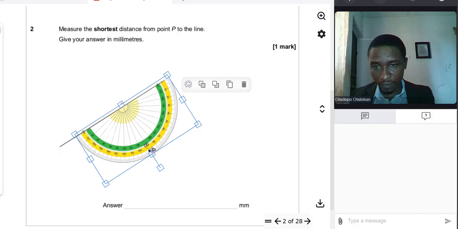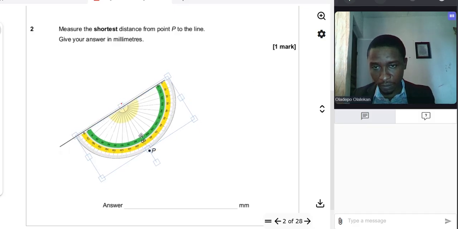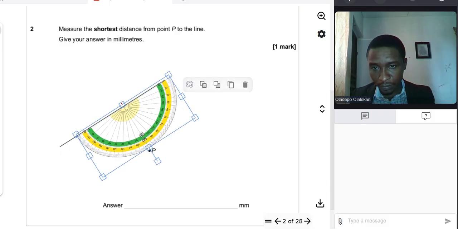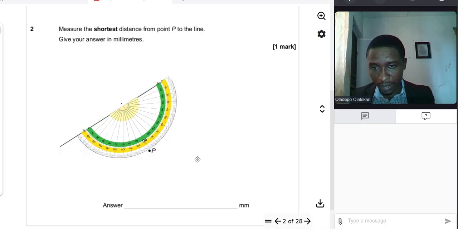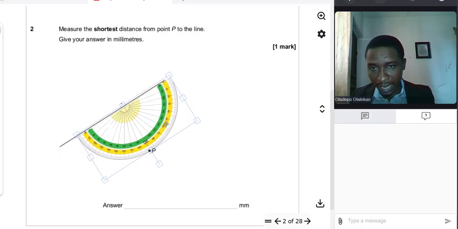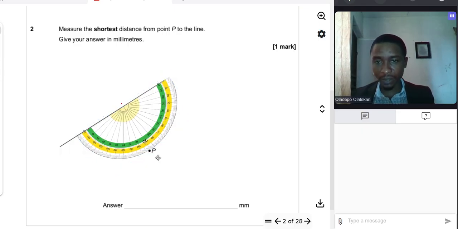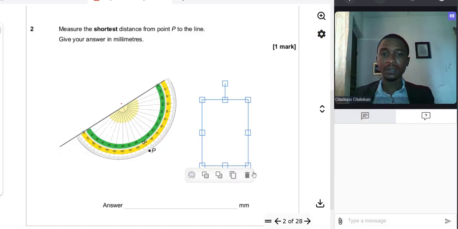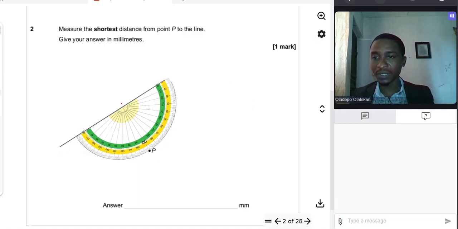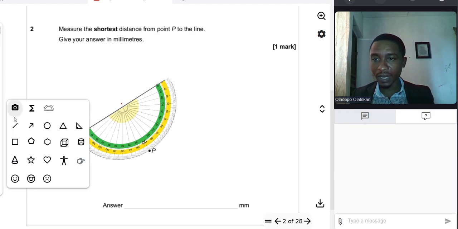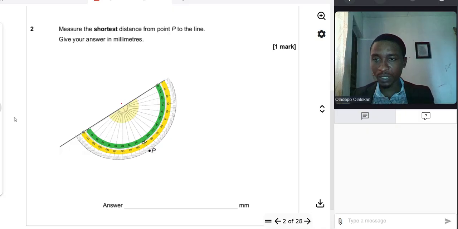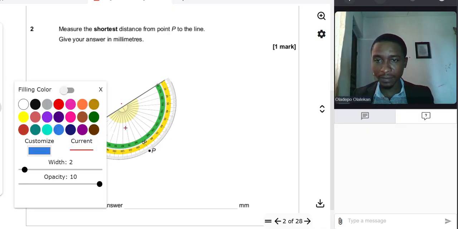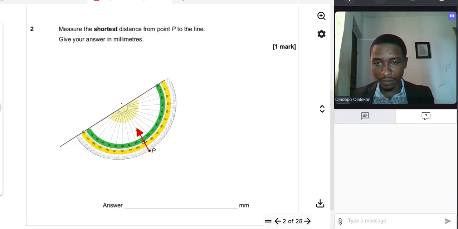That's perfect enough. I just need to use it a little bit. All right, I place my protractor on the line, okay, good. So it's exactly on the line. So definitely the height of my protractor is the distance from the line to point P. So let's measure that line. Here is where point P started from.